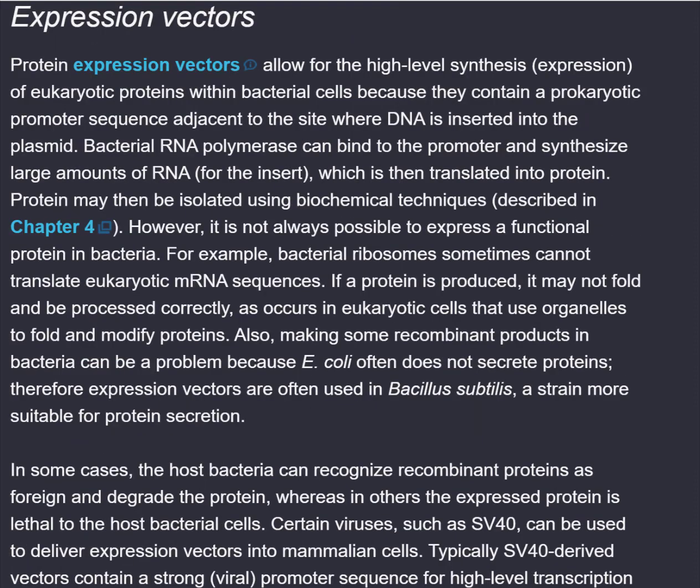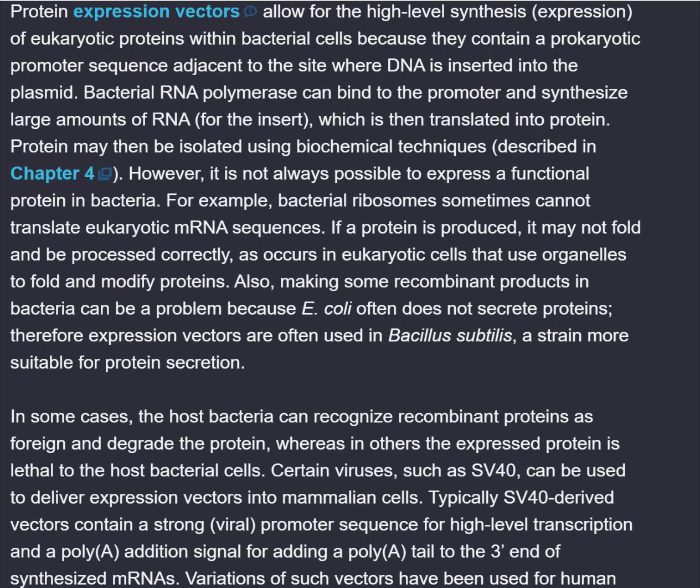Expression vectors. Protein expression vectors allow for the high-level synthesis, expression, of eukaryotic proteins within bacterial cells because they contain a prokaryotic promoter sequence adjacent to the site where DNA is inserted into the plasmid. Bacterial RNA polymerase can bind to the promoter and synthesize large amounts of RNA for the insert, which is then translated into protein. Protein may then be isolated using biochemical techniques, described in Chapter 4.